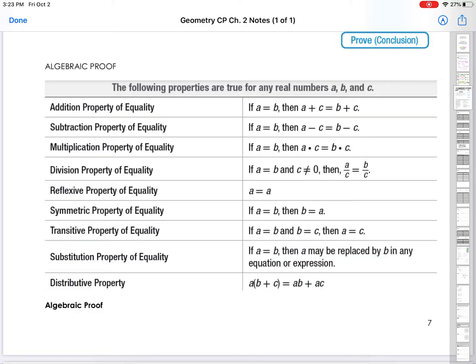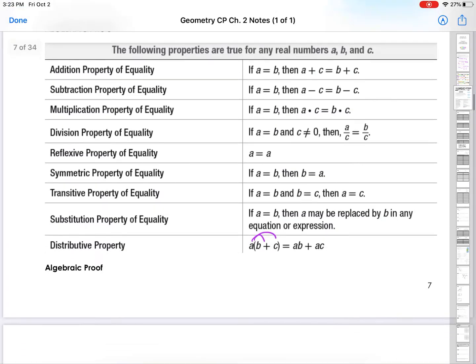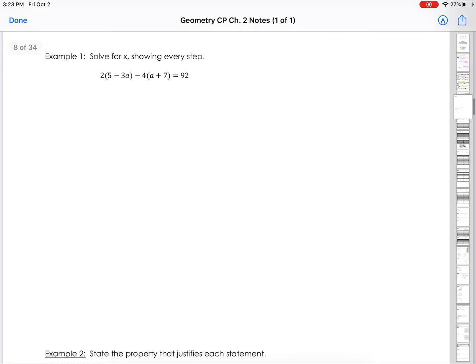Substitution is where we're allowed to replace something. Maybe we're solving in an equation. And then the distributive property, obviously, we're just literally going to distribute. Okay, so let's take a look at some algebraic proofs. What we want to do is make sure we are showing every step.